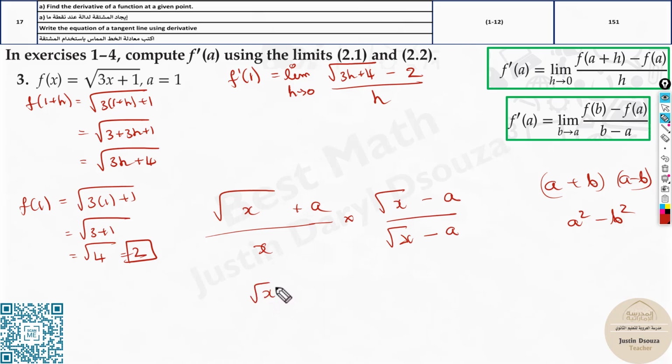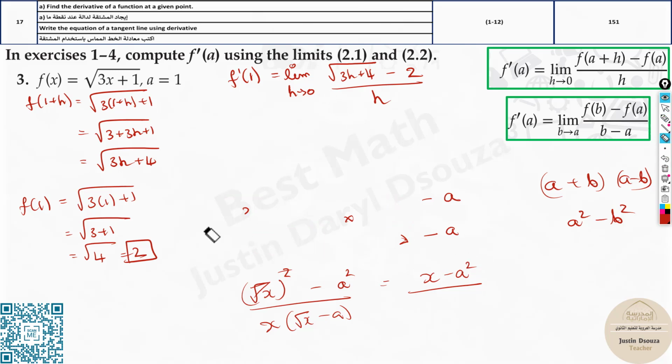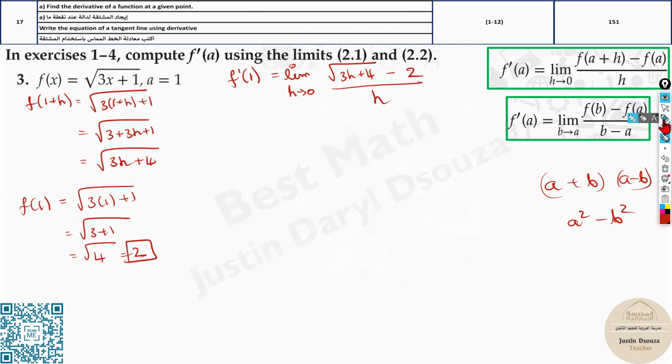So what happens is, root x the whole square minus a the whole square. The square root and the square cancel off, so you will have in the numerator x minus a squared. Down in the denominator, we just multiply these both, so in both cases it'll be just x multiplied by square root x plus a. Okay, so we use this identity. Let's use the same thing over here in this given problem. I used this simple example just to show, because it had a single variable.